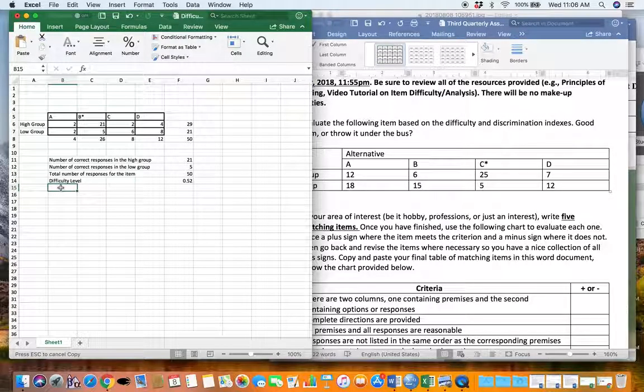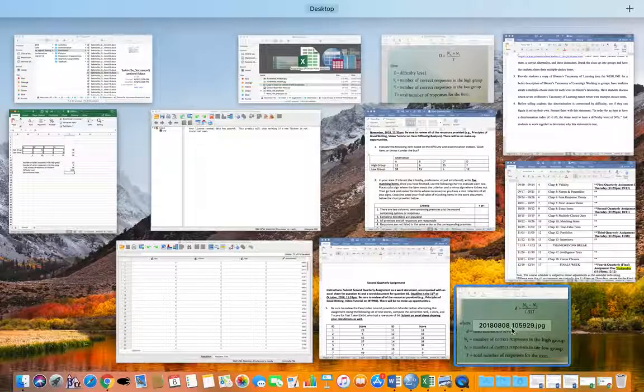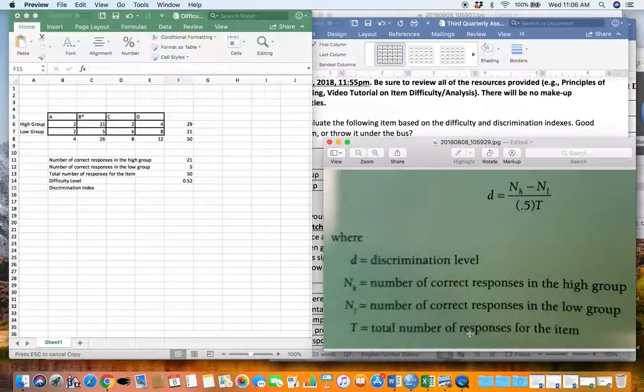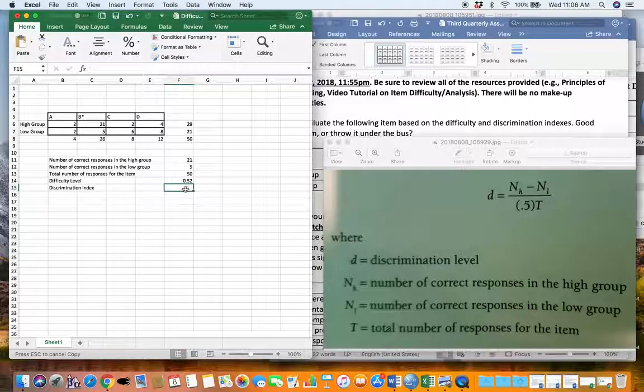Next is to compute your discrimination index. The discrimination index is basically going to be this formula right here. You already have the elements to plug and play into this formula, so I'm just going to do that. So equals the number of correct responses in the high group minus the number of correct responses in the low group, divided by 0.5 multiplied by the total number of responses for the item.